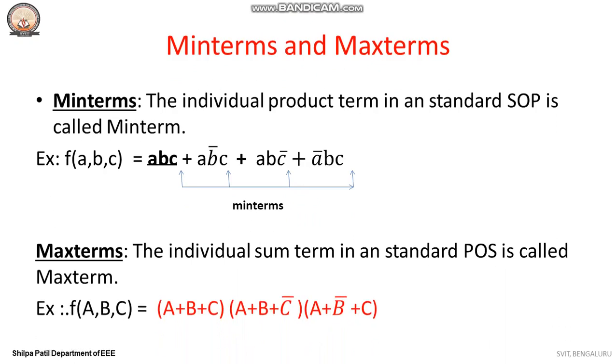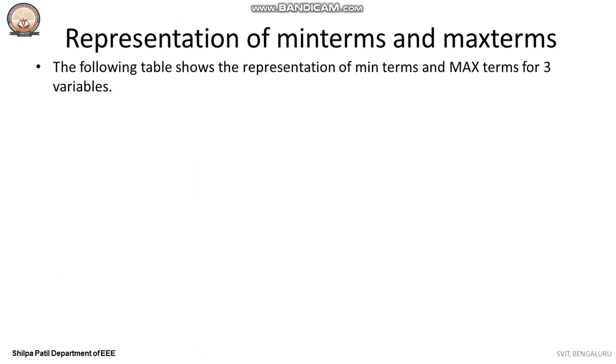So we will take an example here. We have three sum terms here. Each individual sum term we call a standard max term, right? So these max terms and min terms are represented in order to write the Boolean expression in a shorthand notation.